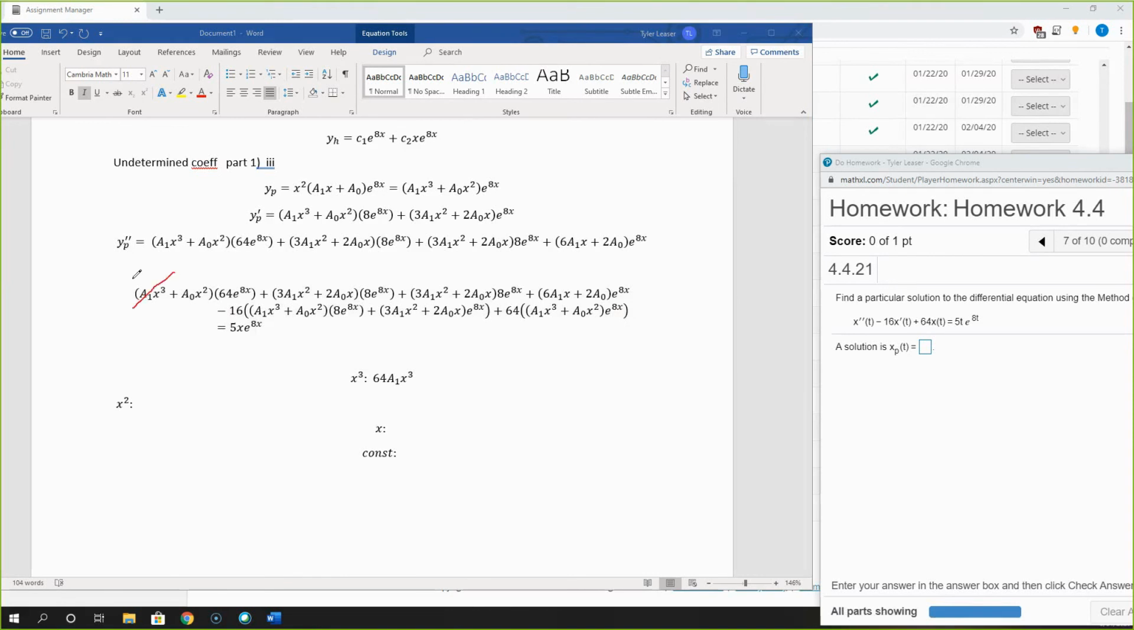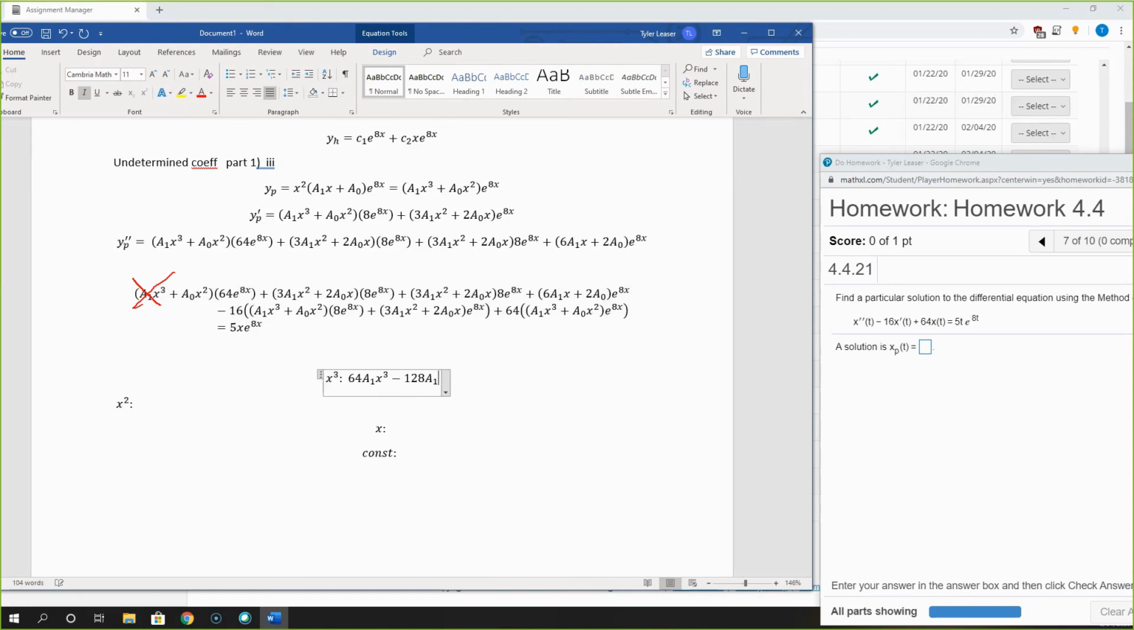So this term is now done. Okay, and then my next x cubed is here. So it looks like I also have a negative, so we've got to be careful. 16 times this 8 here, multiplied by this thing. What's 16 times 8? Does anyone have a calculator in front of them? 128. Okay, so negative 128 A1 x cubed.